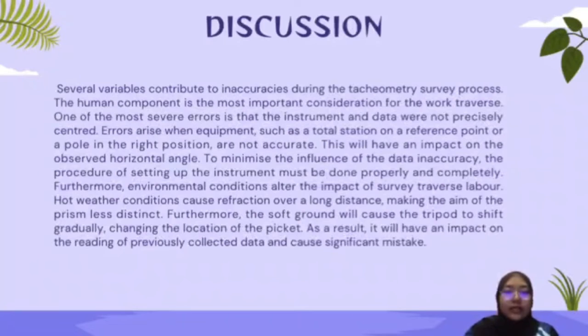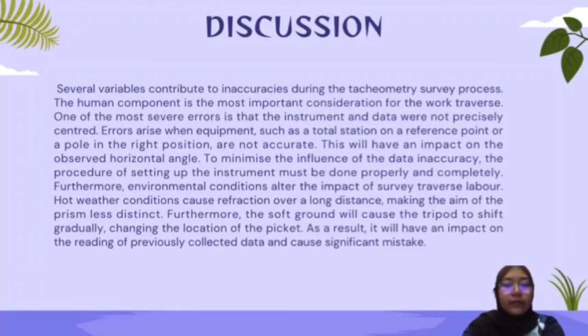I will discuss the discussion. Several variables contribute to uncertainty during the tekimetri survey process. The human component is the most important consideration for the work traverse. One of the most severe errors is that the instrument and data are not precisely centered. Errors arise when equipment such as the total station on the reference point, or a pole, is not in the right position. This will have an impact on the observed horizontal angle. To minimize the influence of data inconsistency, the procedure of setting up the instrument must be done properly and completely.